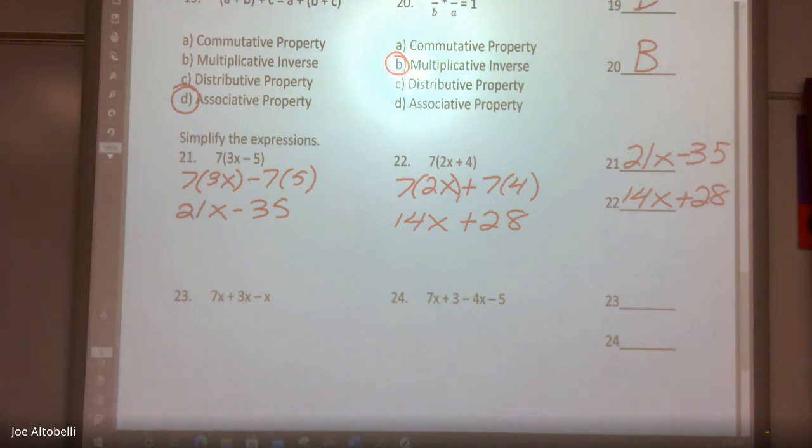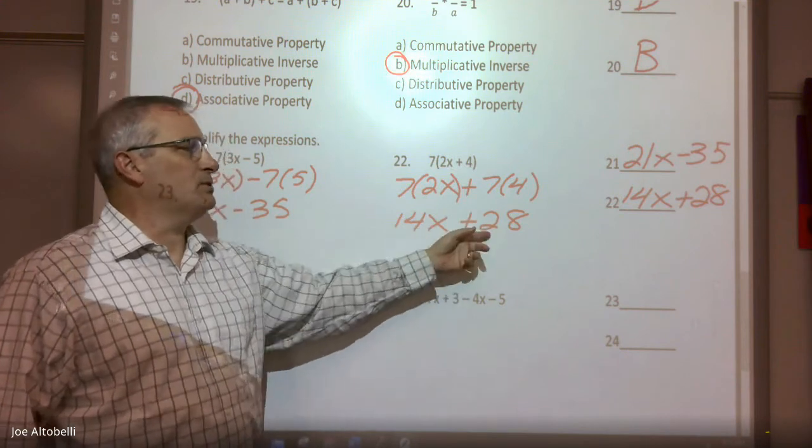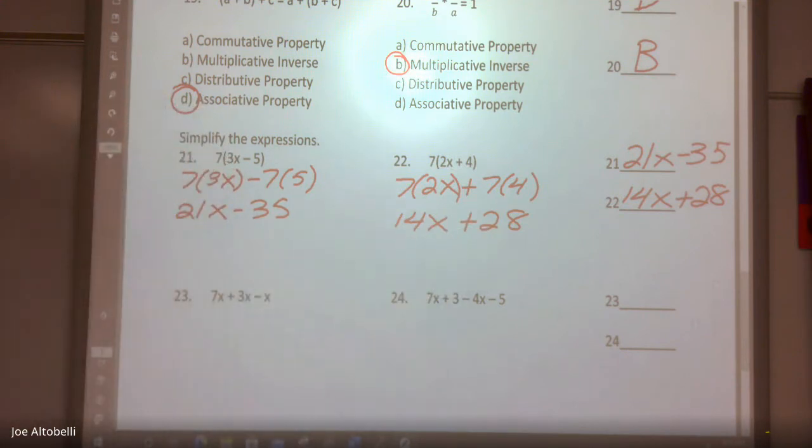Multiplying it out, we have to multiply the 7 times both. So we get 14x plus 28. Go ahead, 23.